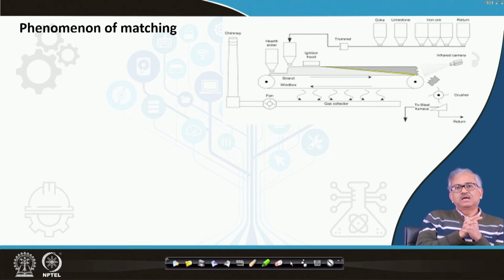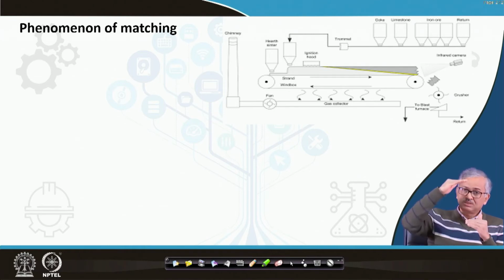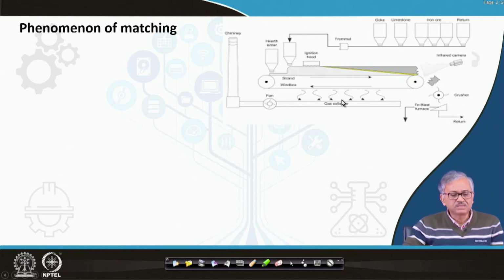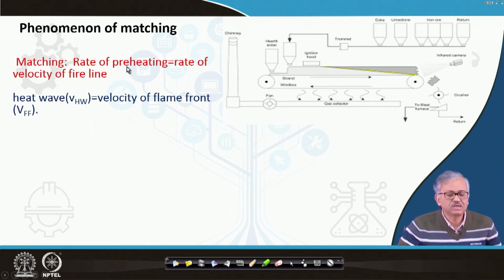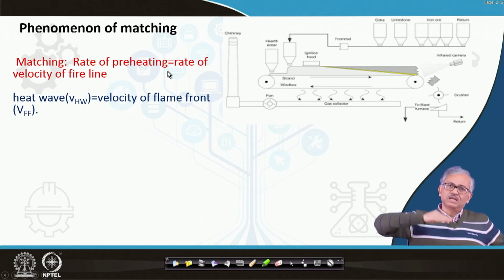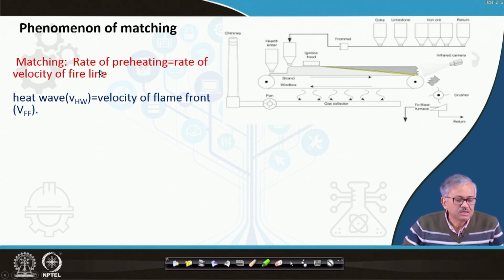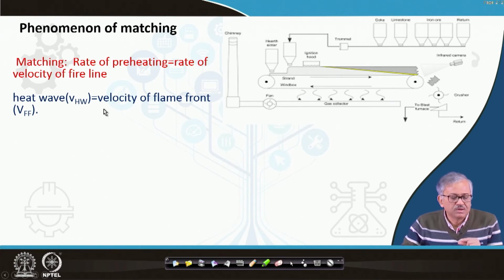But the thing is that if your rate of preheating and the rate at which the fire line is moving match, then your peak temperature will be the maximum. That condition is called the matching condition. So basically matching is when the rate of preheating becomes equal to the rate of fire line movement, right? That is called the heat wave front. When the velocity of the heat wave front, that is the preheating front, becomes equal to the velocity of the flame front, the VFF, right?